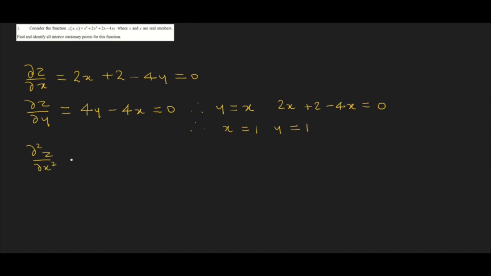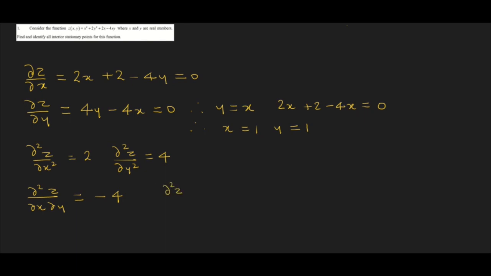We derive the second order derivative with respect to x, that gives us 2. The second order derivative with respect to y will give us 4. Then we take the cross partial derivative, d squared z dx dy. Remember, it doesn't matter which way around we do this, and we get minus 4.